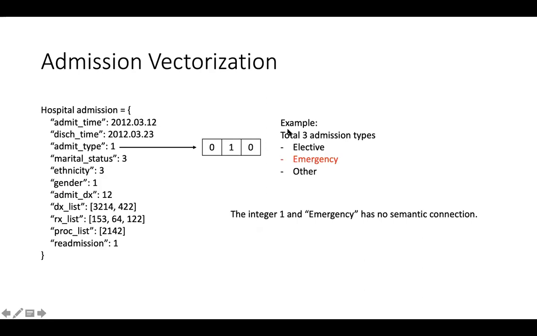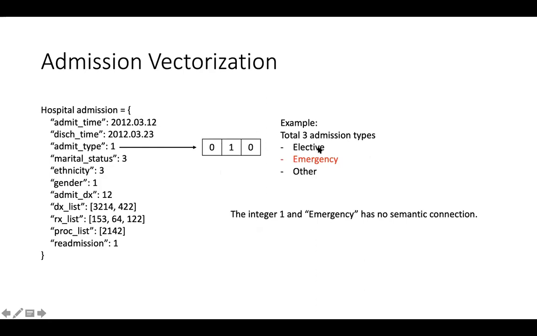So suppose that there are 3 admission types. There's elective, which is you come in on your own, and emergency, and other. So let's say that there are 3 admission types. Then obviously you need to prepare a 3-dimensional vector where everything is 0 except for one element, being the second element here, because elective would be 0.